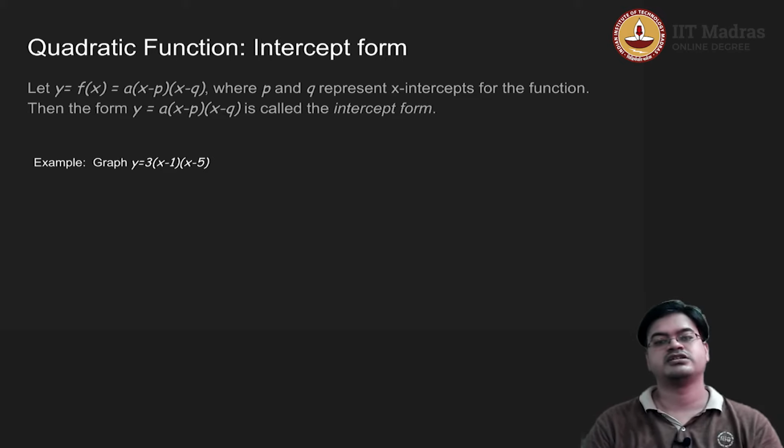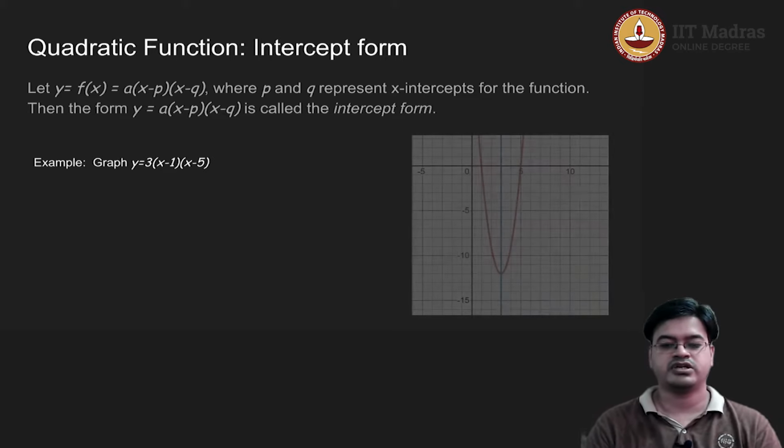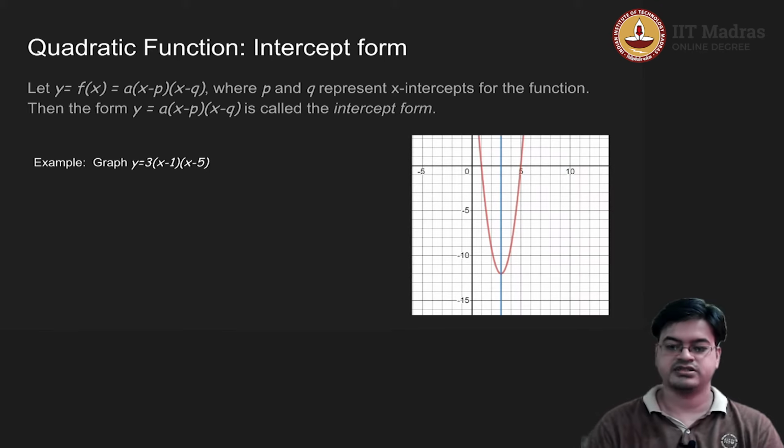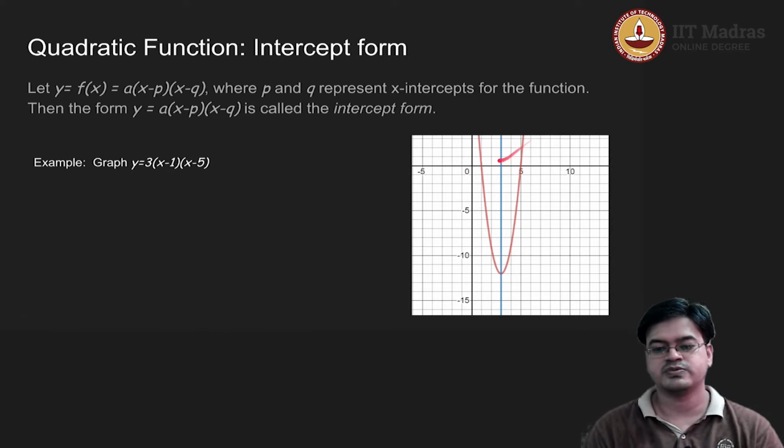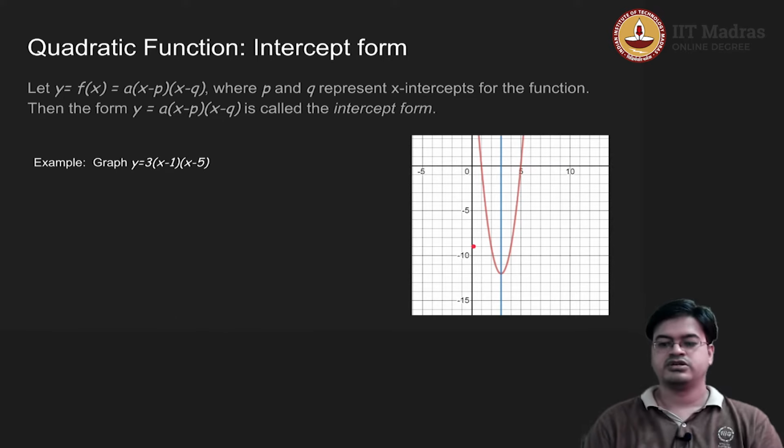So based on this information, you can easily plot the graph, which will look like this. As you can see, this is the value minus 12 here, and the points 1, 0 and 5, 0. So you can easily plot this graph and connect the points with a smooth curve.